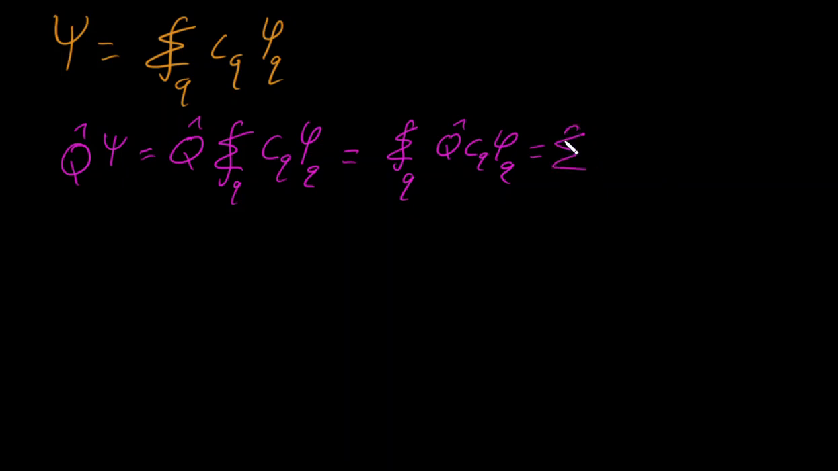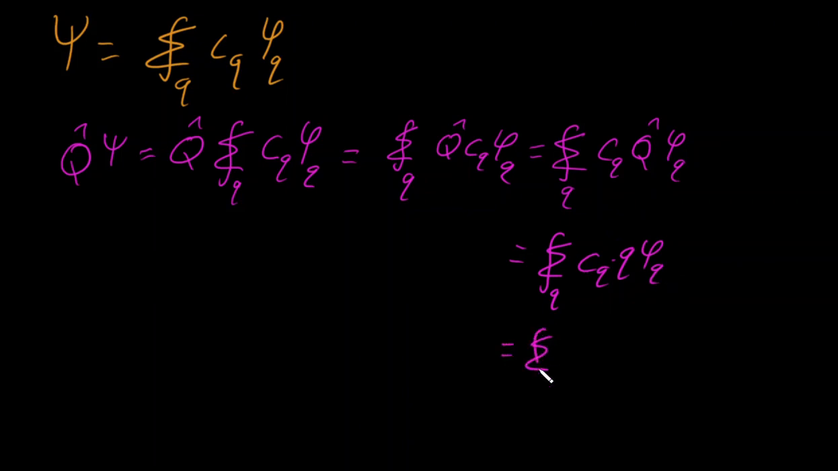So the superposition over q of c sub q q hat phi sub q. Well, q hat phi sub q is, so this will be now, finally, the superposition over q of c sub q times q phi sub q, right? Or you could write that as superposition over q of q c sub q phi sub q. Right? And now let's just show an example of this, okay?